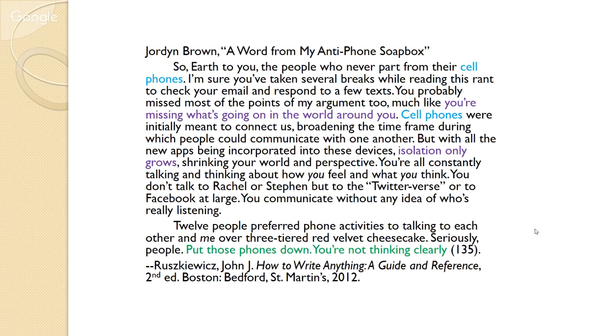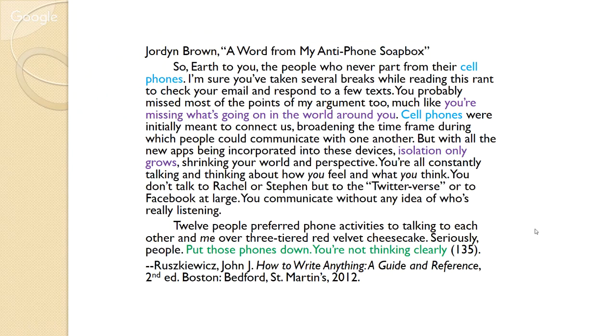So here's an example of a conclusion that comes from a student essay written by Jordan Brown for her English 112 class, A Word from My Anti-Phone Soapbox. And I've highlighted different phrases here which indicate what the subject, topic, and thesis are. So again, your conclusion doesn't summarize your argument. It is the summation, but you should be able to tell what those topics and subjects were, and then you should reach the conclusion of what it all adds up to.